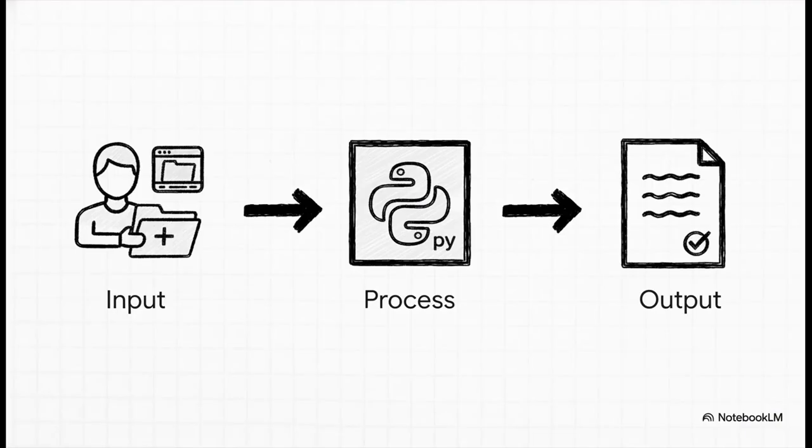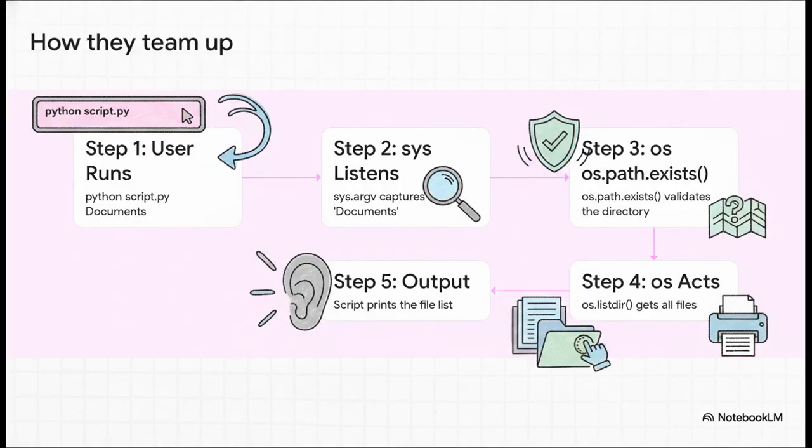So here's our goal, something you might actually need to do. We want to write a simple tool that lets a user type in a folder name, and our script will list out all the files inside that folder. Simple, practical, and a perfect job for our two modules. So check out this workflow. First, the user runs the command. The sys module immediately jumps in, and sys.argv grabs that word, documents.